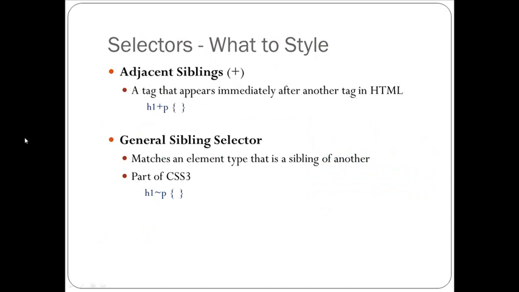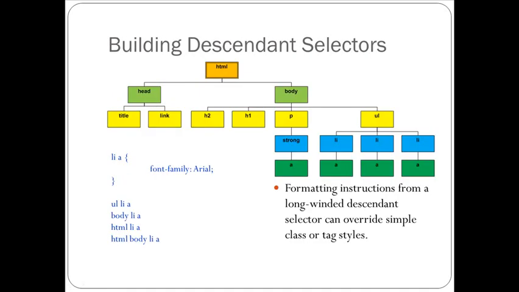Adjacent siblings. We use a plus sign for this. This is a tag that appears immediately after another tag in HTML. So in this case, this is saying any paragraph tag that is a direct sibling, adjacent sibling to an H1. If we go back to this last hierarchy chart, you'll see that we actually do have one of those in here. This paragraph tag and this H1 are both descendants or children. They're both children of the body, and they are adjacent to each other. They follow each other in code after the body.